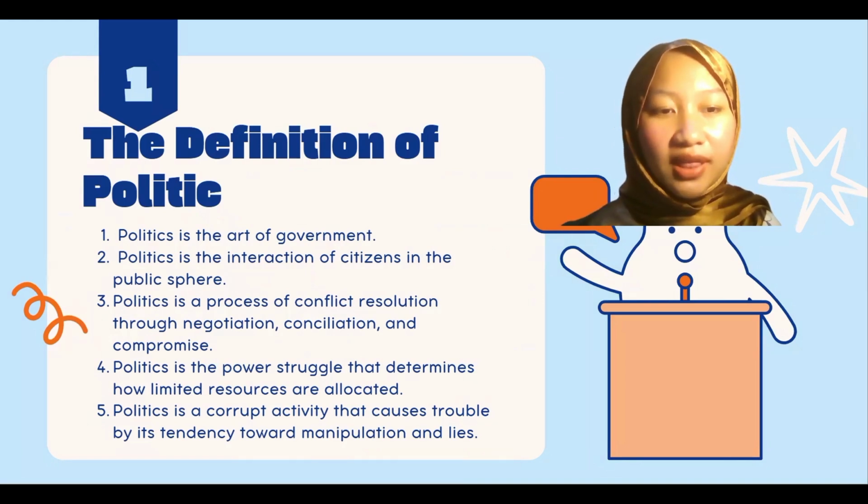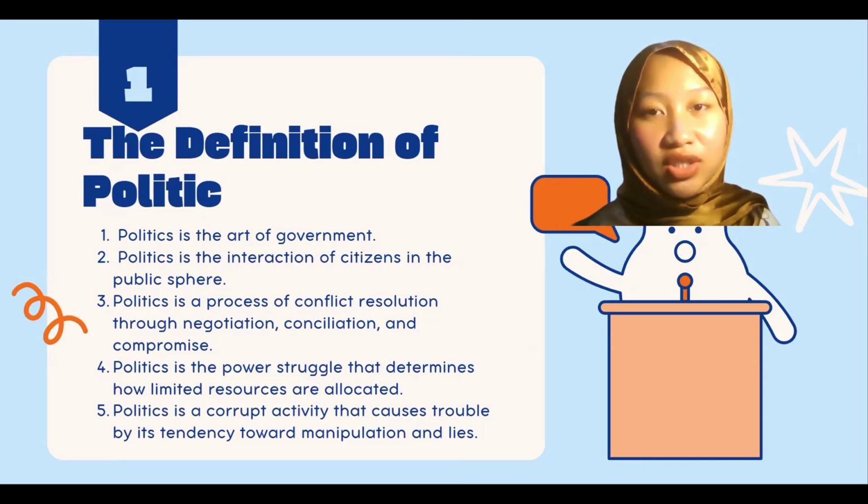Number three, politics is a process of conflict resolution through negotiation, conciliation, and compromise. Number four, politics is a power struggle that determines how limited resources are allocated. Number five, politics is a core activity that causes trouble by its tendency toward manipulation and lies.